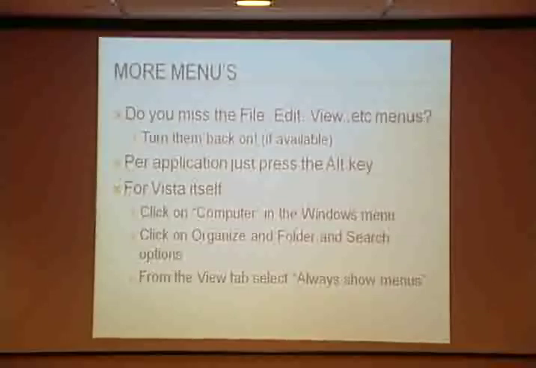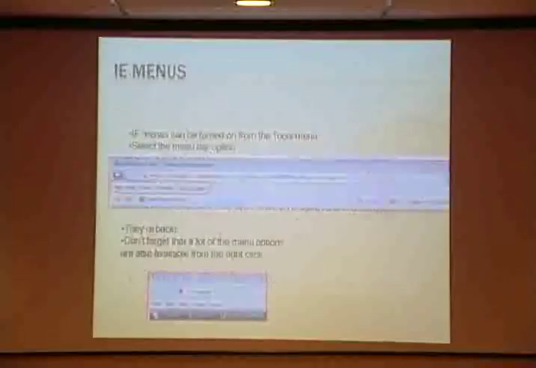Like I mentioned, per application, you can just press the Alt key. And for Vista itself, if you go into the Windows menu and go to the computer menu option, which replaces what used to be My Computer, you open that, and it opens up like a Windows Explorer view. You click on Organize and Folder and Search options, then the View tab, select Always Show Menus, and you're going to have them always. So that's the way you do it there.